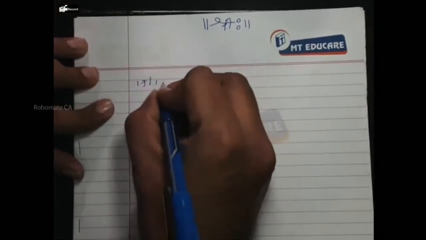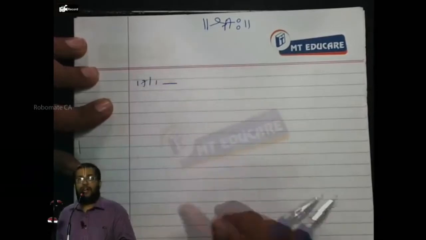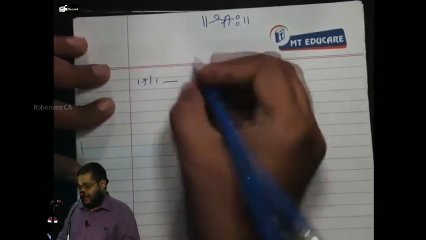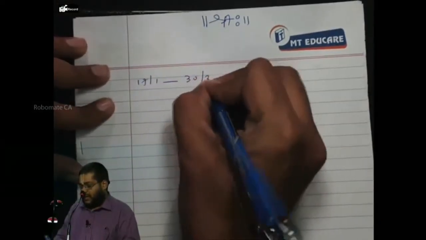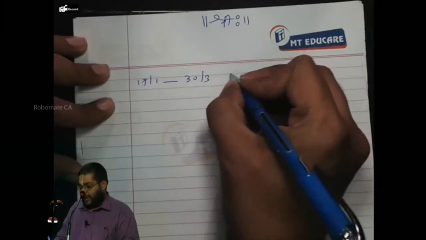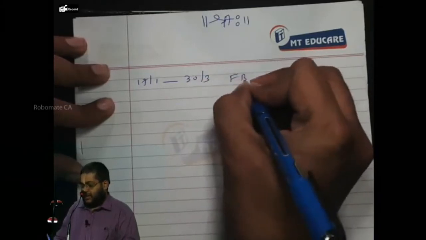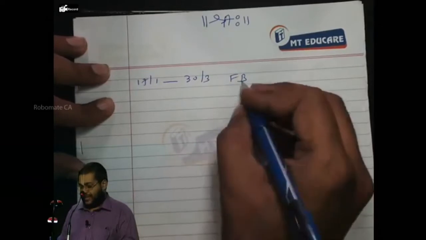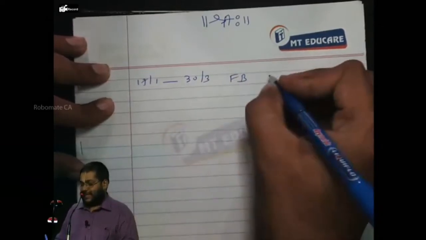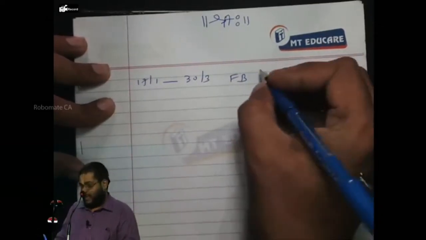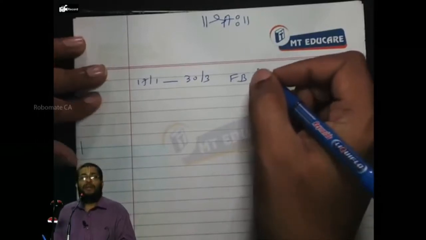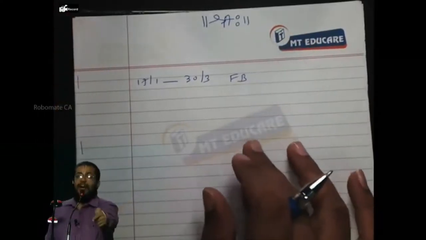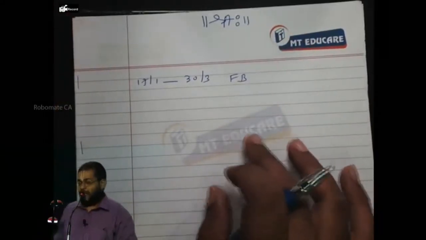17 January. And entered into a forward which is maturing on which date? 30th March. It was a forward buy transaction. Tell me what is the number here? You are going to go for a forward buy or not? You only calculated. I asked you to note it down or not. What is the forward offer rate?